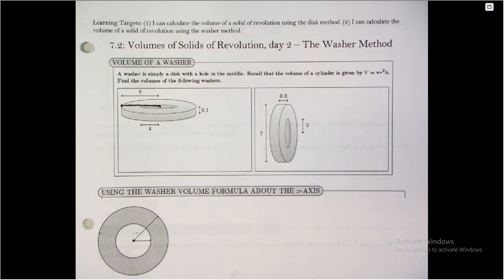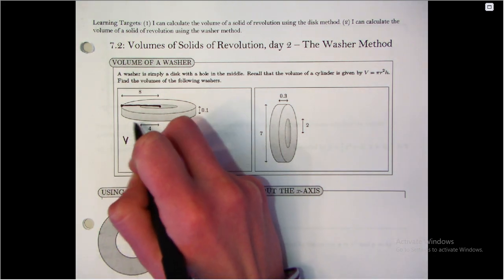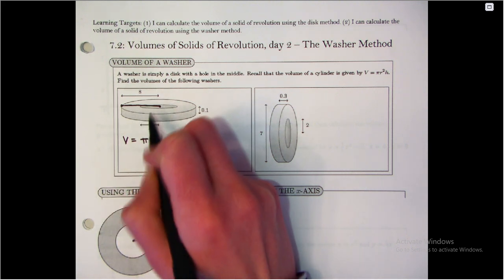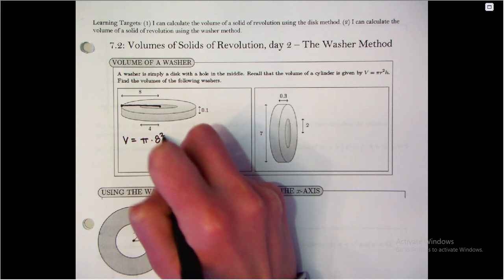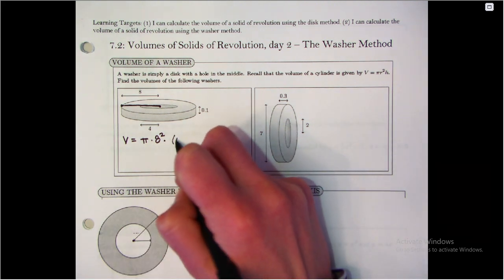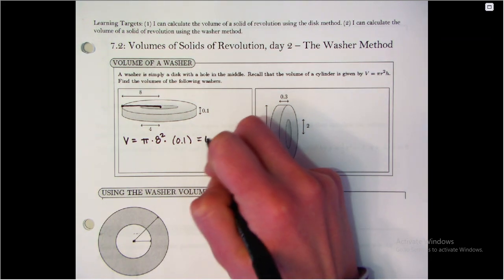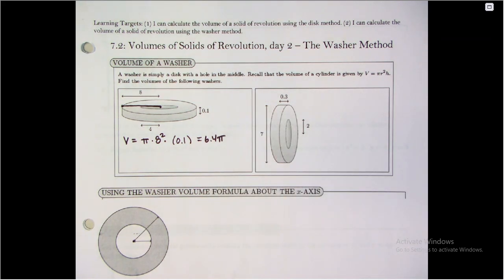So for example, I could say that the volume for the cylinder with that black radius would be pi, and then in this particular problem my r is 8, so 8 squared, and 0.1 is my height. And that gave me 6.4 times pi.